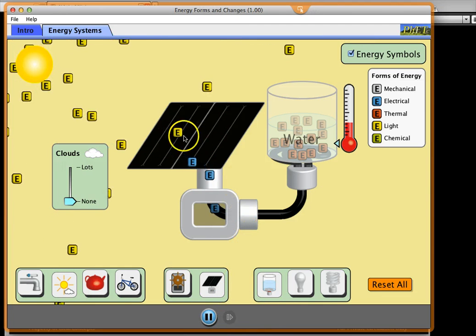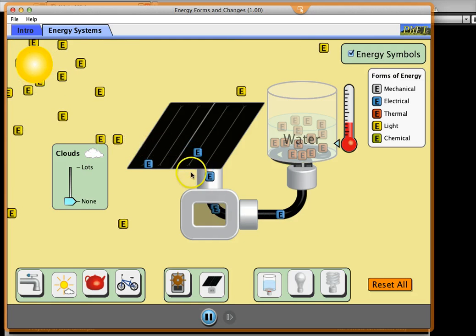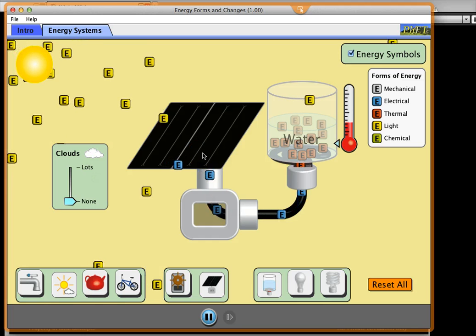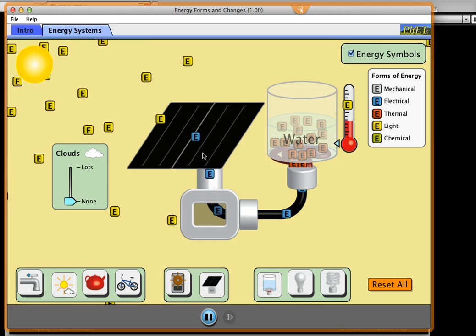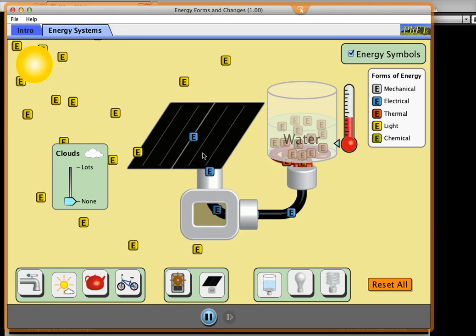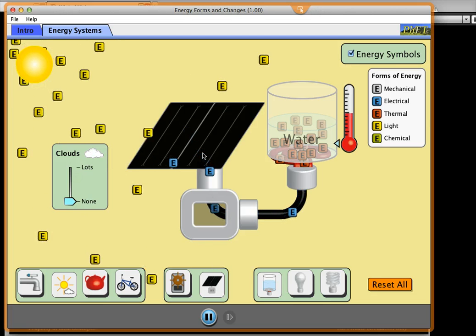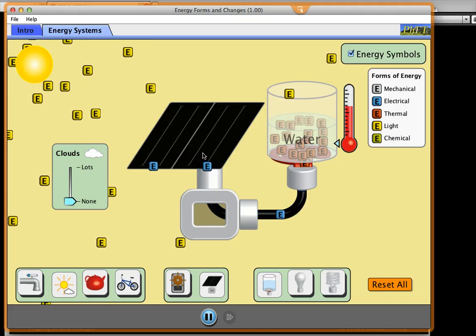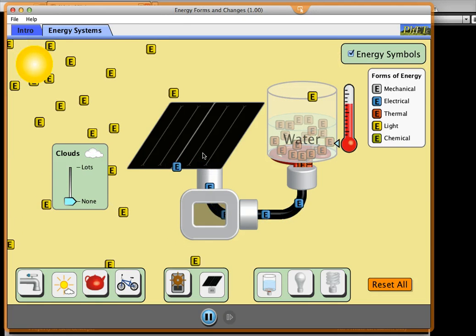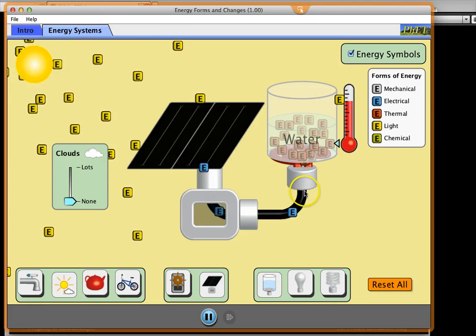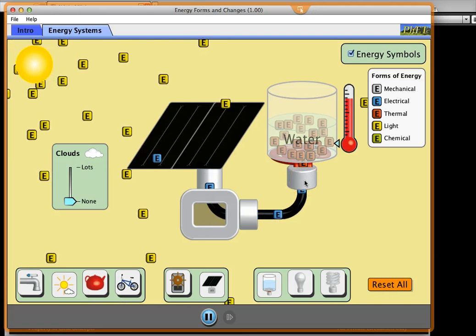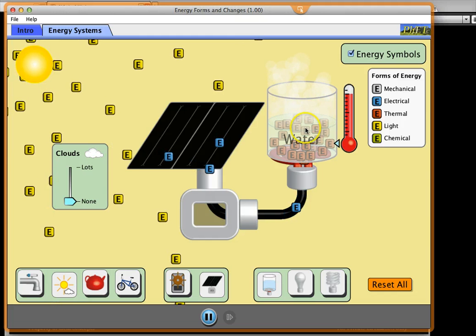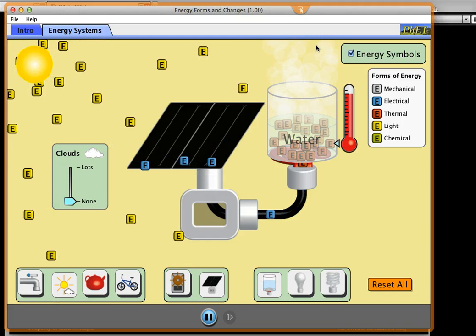Can you see that now some of the solar energy, the light energy, is getting converted into electrical energy because we're using the right converter? Yes? No? And then the same stuff is happening. The electrical energy is going into this heater. In this heater, water is getting heated, and you can see that some of this is escaping.